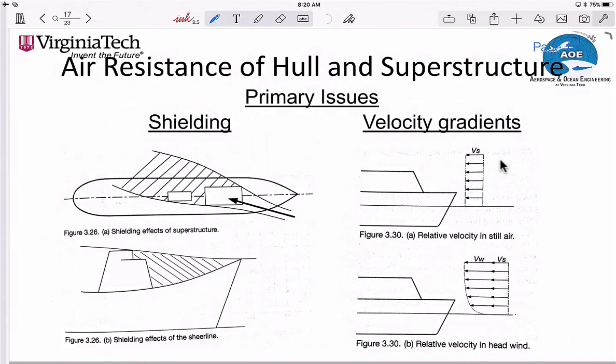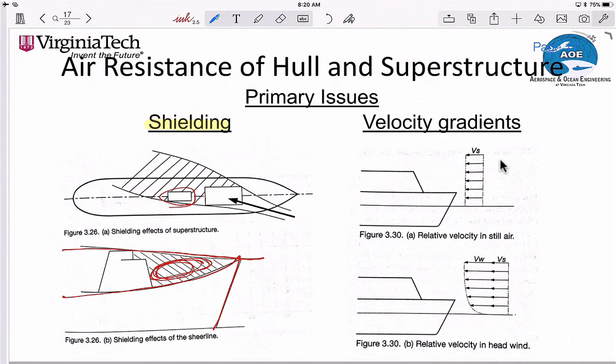Some of the primary issues that you have to be aware of, number one is shielding. So downstream, you might have a downstream superstructure that has to be accounted for. Another example, you have a really tall bow. Flow comes up over the bow, and this is all a recirculating region here. You have to take that into account.